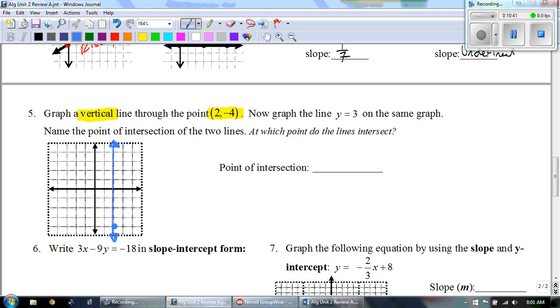Now it says graph the line y equals 3. So y equals 3, that is a horizontal line. So I'm going to go to where y is 3 using my straight edge, and I graphed that line. Now I want to know the point of intersection. Okay, so that point right there, that is the point 2, 3.